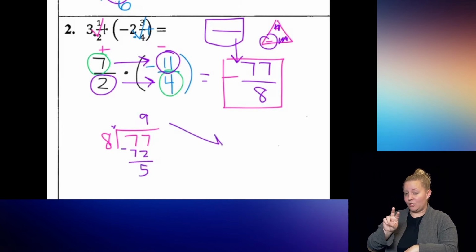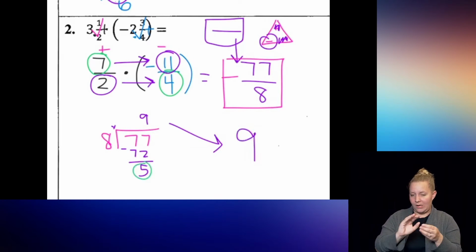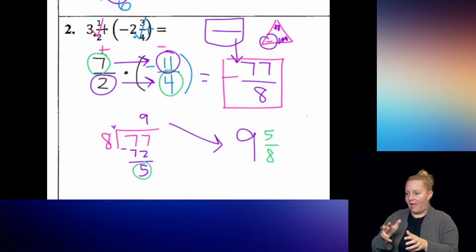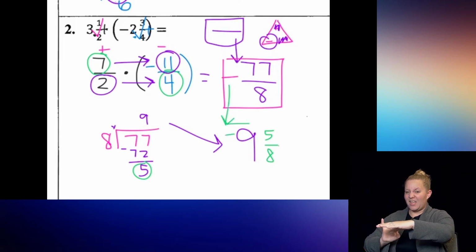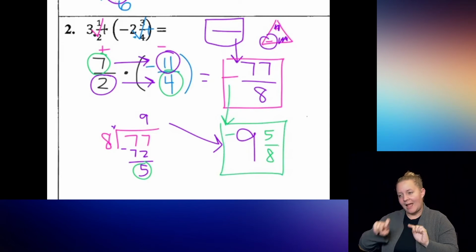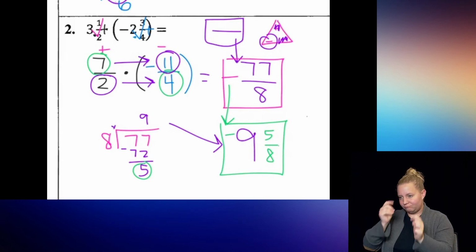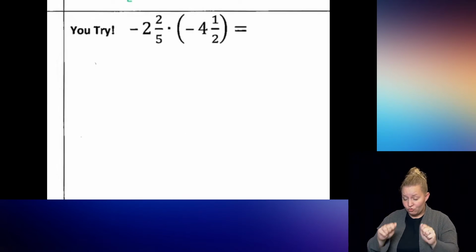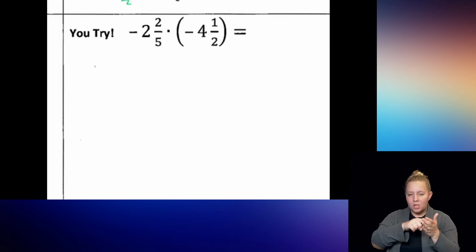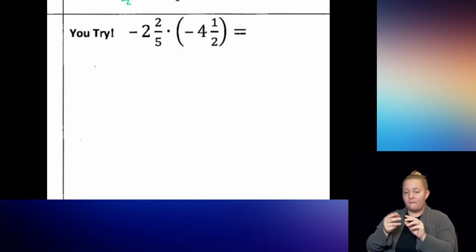So writing this mixed number, you could also write the 9 as the whole number. And then I have a remainder of 5, so it'd be 5/8, but then our final answer again has to be negative. So answer, you can keep it as an improper fraction or also turn it into a mixed number. All right, let's go ahead and I want you to try this next problem. Remember, check mark both numbers, figure out what your final answer is, make sure that final answer is in simplest form. All right, good luck.